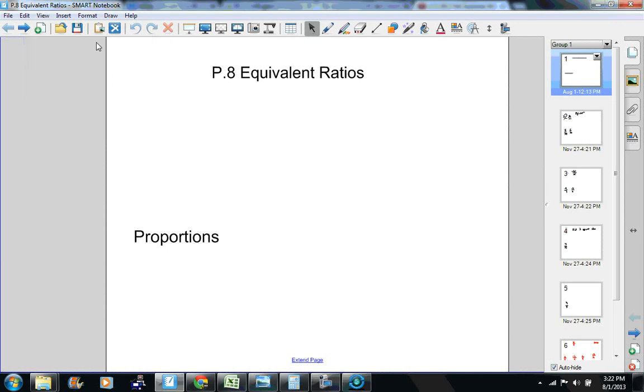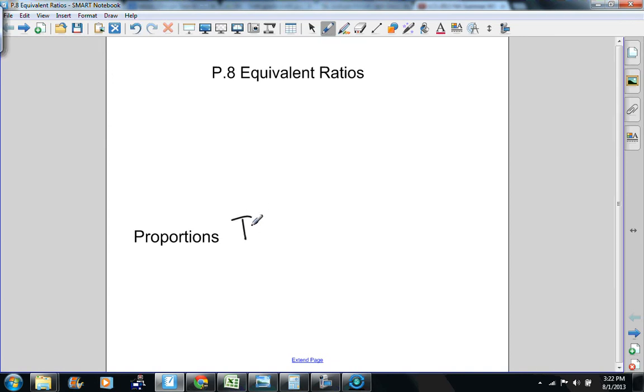So we are on to the second to the last section of this chapter, which is talking about equivalent ratios. Equivalent means equal to, and proportions are two equal fractions. So an example of a proportion would be 2/4 equals 1/2. Two equal fractions set equal to each other. That is a proportion, and that's what we're going to be working with for the last two sections.